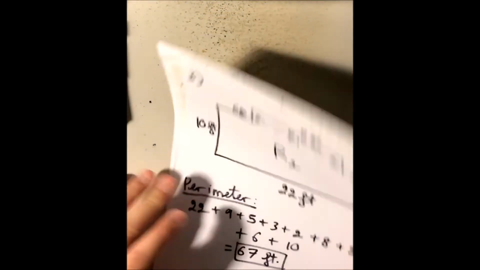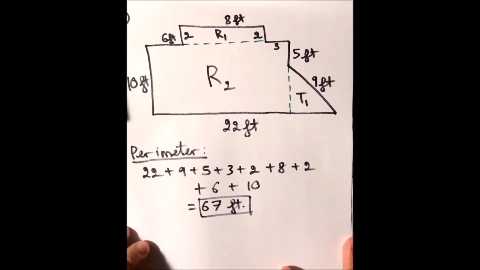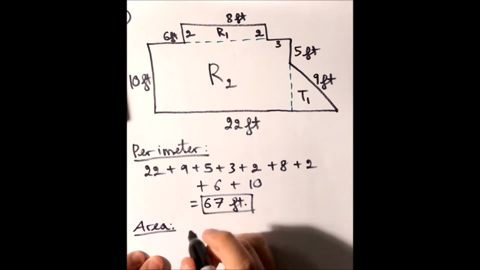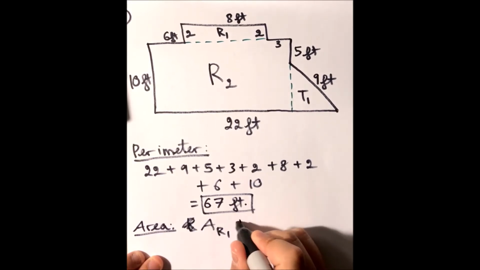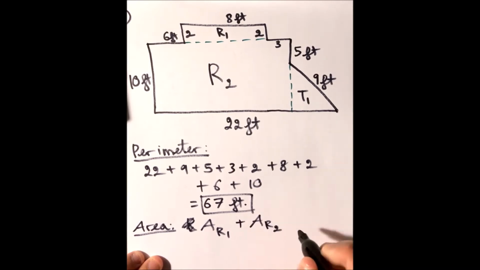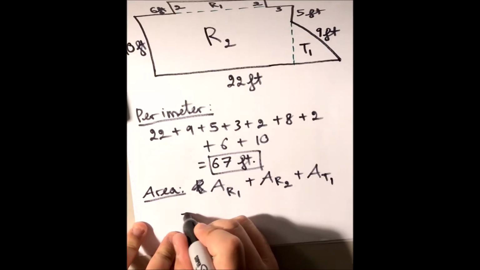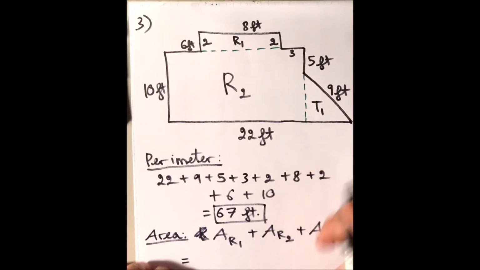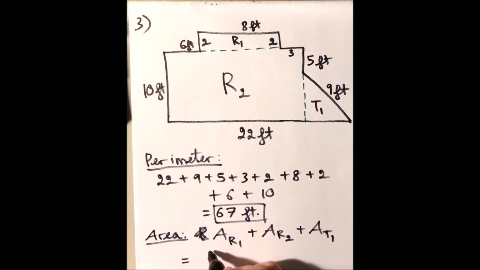Now, what about the area? Same as usual, the area of any irregular shape is going to be the sum of all the regular shapes. So the area of this one is going to be the area of the first rectangle plus the area of the second rectangle plus the area of the triangle T1. We know the area of a rectangle is length times width. So for the first rectangle, the area is going to be 8 times 2.